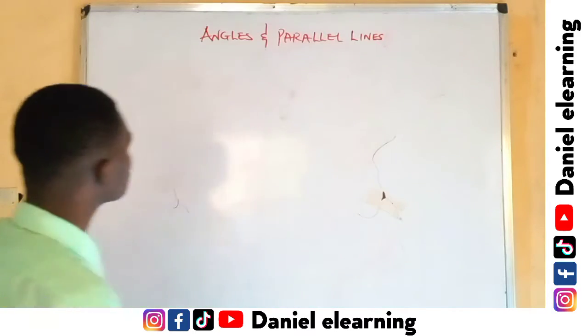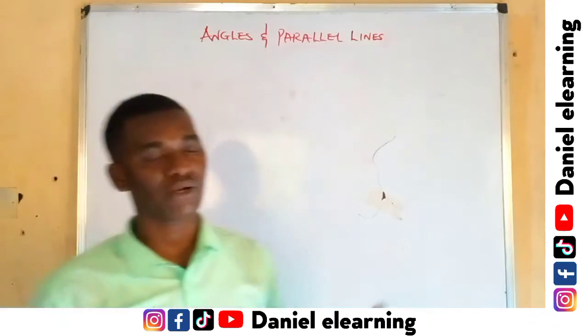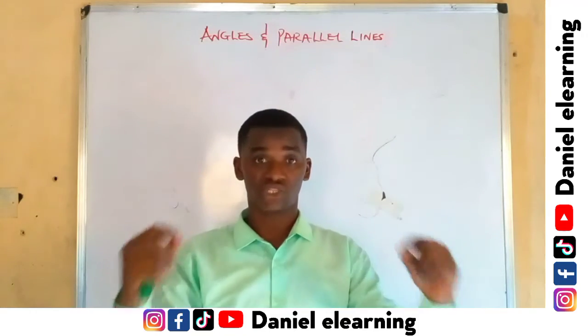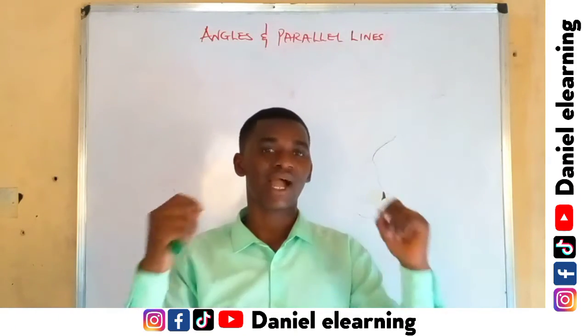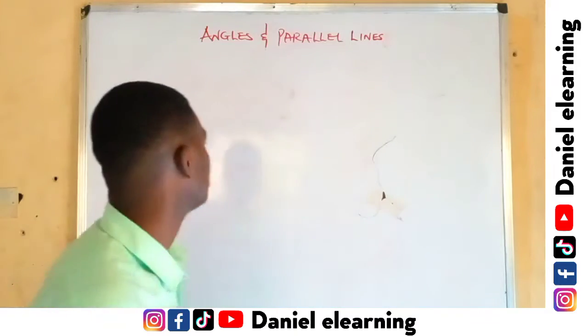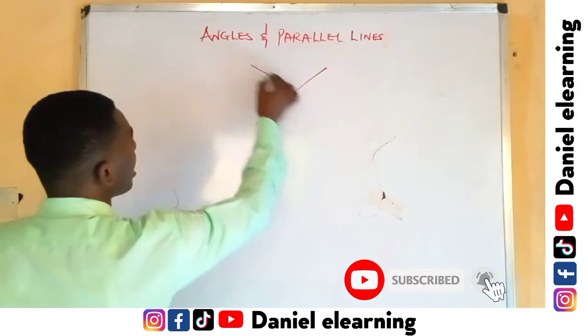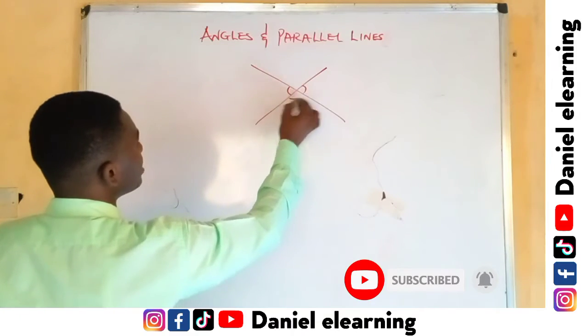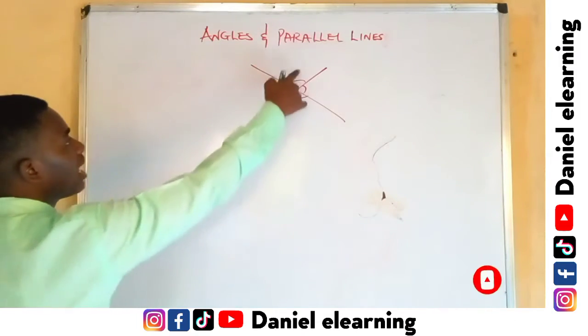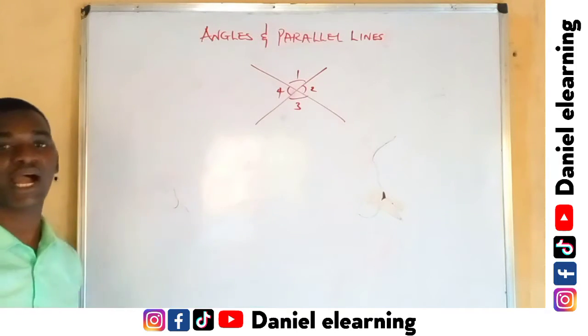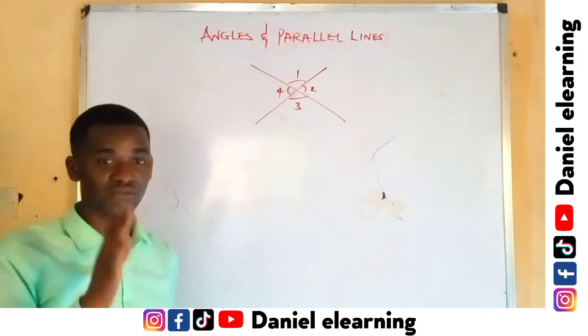So the first thing you have to know is that when two lines intersect, angles are formed. That's the first thing. For example, if I have this line intersecting like this, you can see 1, 2, 3, 4. Four angles are formed here. That's the first thing you have to know about this.